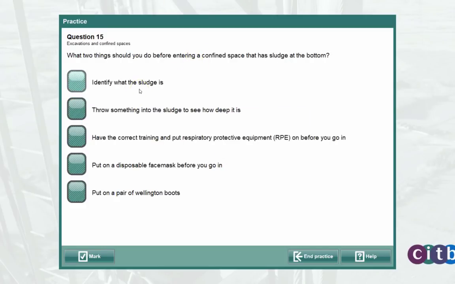What two things should you do before entering a confined space that has sludge at the bottom? Identify what the sludge is. Throw something into the sludge to see how deep it is. Have the correct training and put on respiratory protective equipment, RPE, before you go in. Put on a disposable face mask before you go in. Put on a pair of Wellington boots.